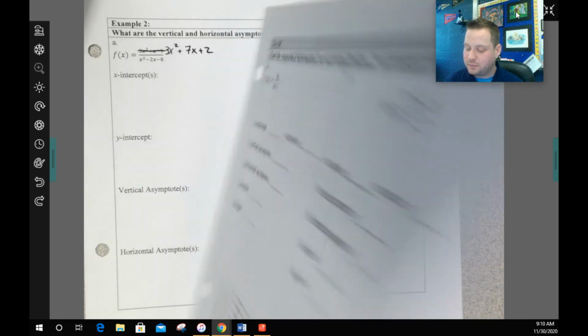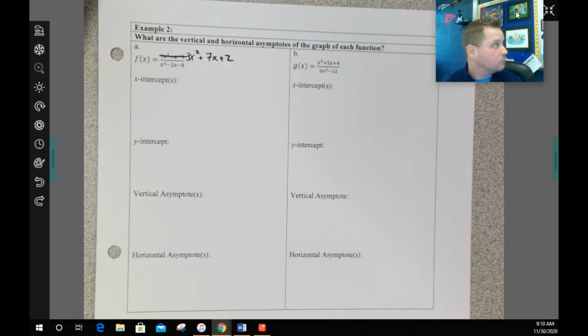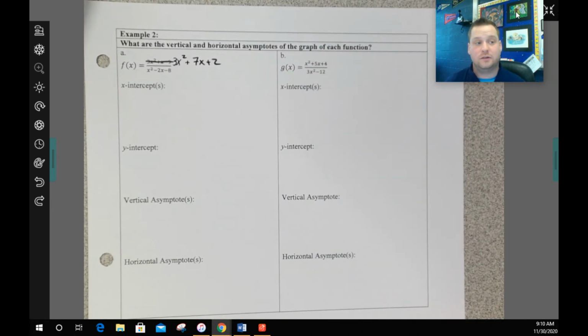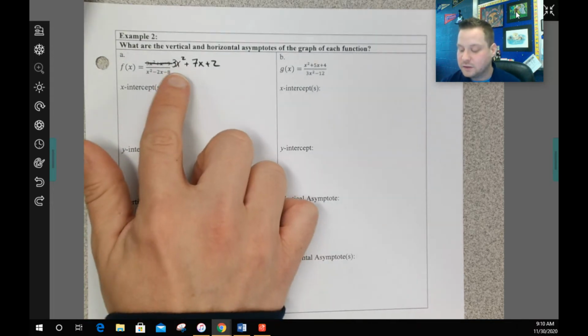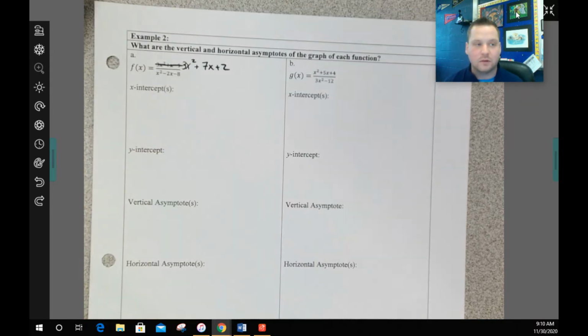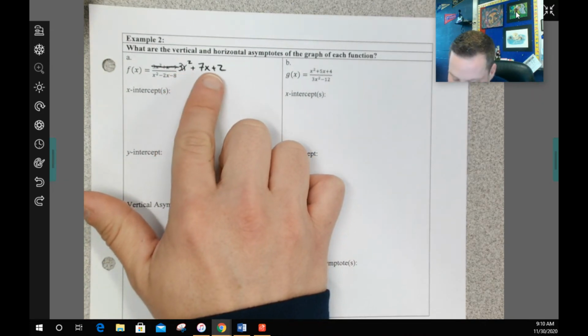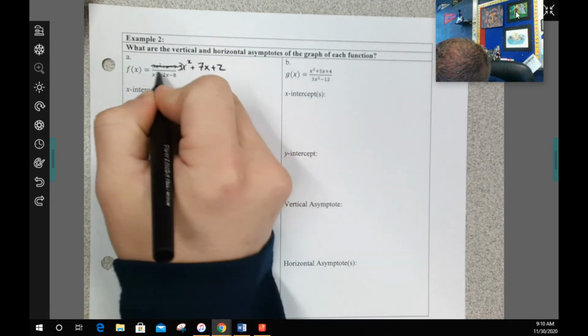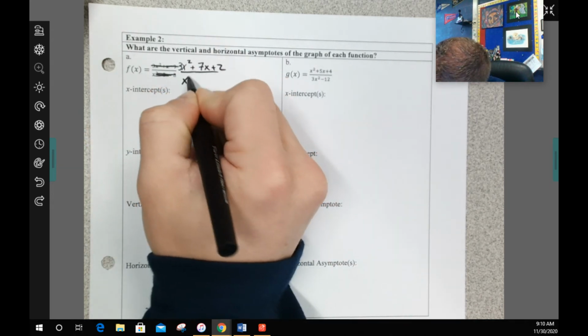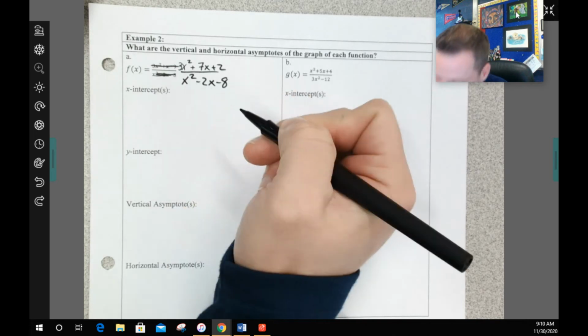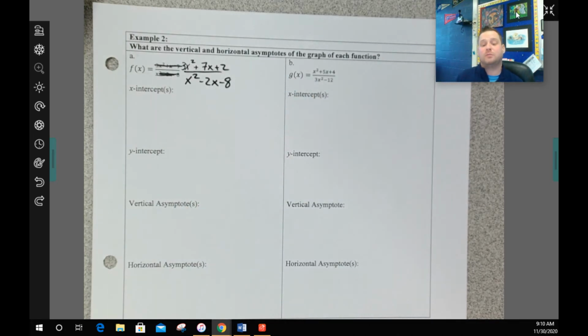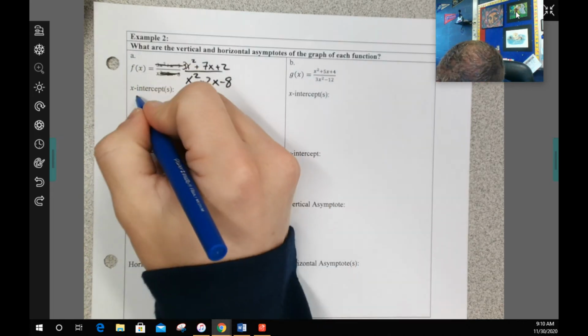Okay, so now for example 2A, we get a little more intense here. If you notice, I have a legit trinomial up top and a trinomial down below, so we have to do a little more work. Also notice I changed the example to be 3x squared plus 7x plus 2, and then that is still over x squared minus 2x minus 8. So I changed the numerator on this problem. For this, you really need to break it down and remember that x-intercept is numerator.